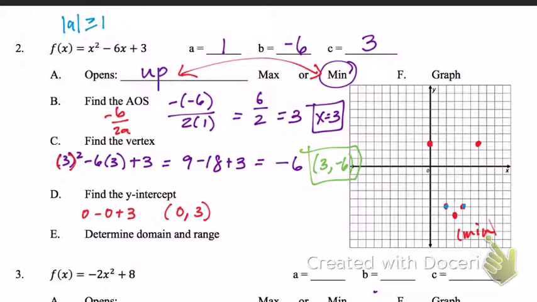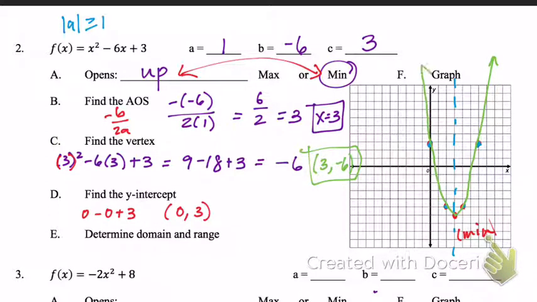And then I can plot another point at my y-intercept. My y-intercept is when x equals 0. So when x equals 0, y equals 3. So I have a y-intercept at 0, 3. And I got this point at 6, 3 by doing what? Does anyone know how I got that point? So if I have a point at 0, 3, how did I get it? I reflected it, right? So if I'm 3 points away from the axis of symmetry, that means I can go out 3 more points. So I can reflect it because parabolas are mirror images of each other. So then I can connect the dots.